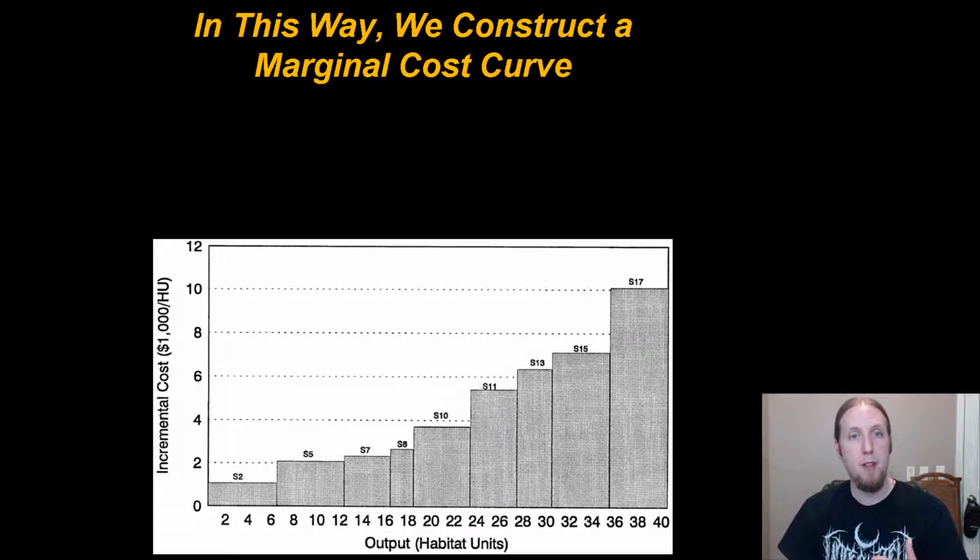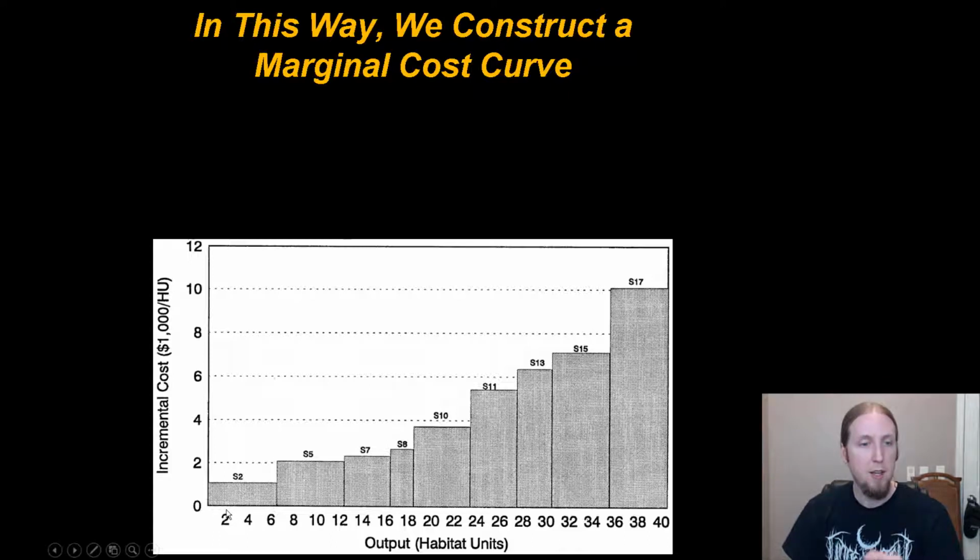If we keep doing that, going to S5 and then looking at which projects after that have the lowest incremental average cost beyond the habitat units we can get from strategy 5, then ultimately we can eliminate some additional projects from our efficient list and construct this marginal cost curve.